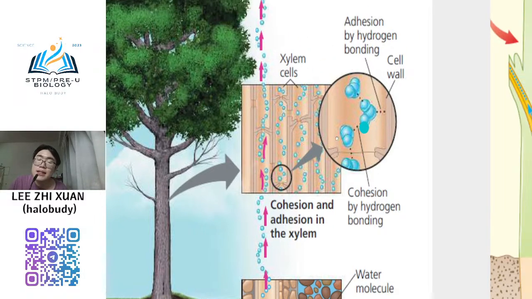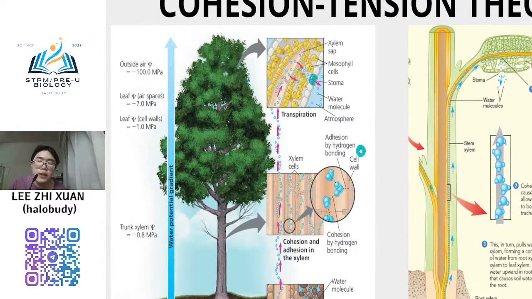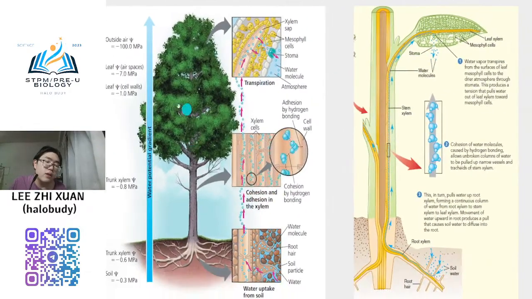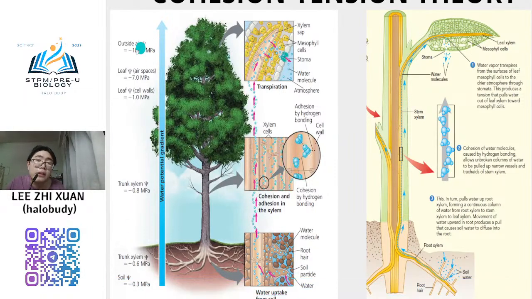So this is the cohesion-tension theory, but you need to know it. So you see this diagram. You see that outside the leaf, the air's water potential is very low, so that the water molecule will be evaporated out from the leaf.